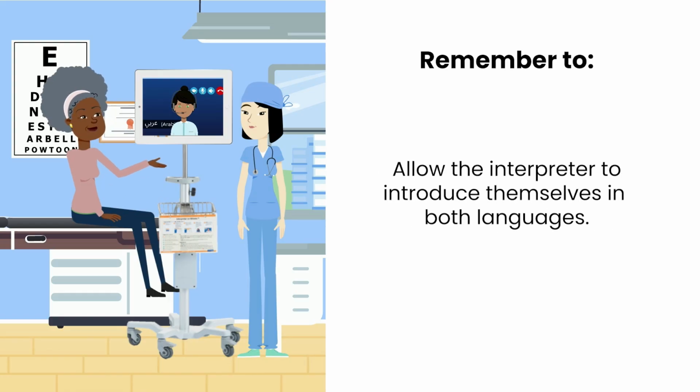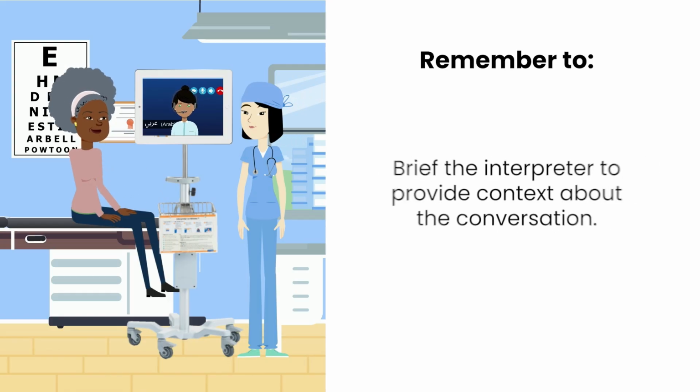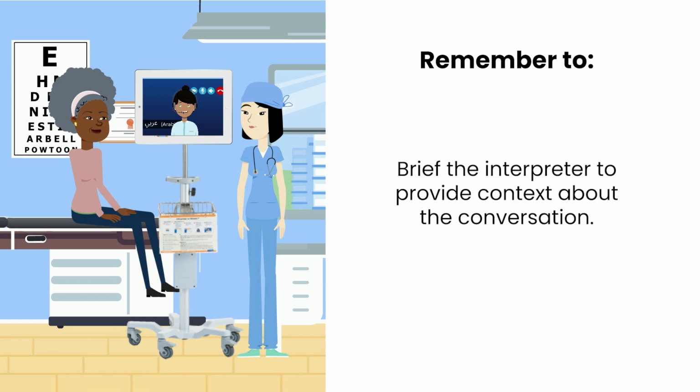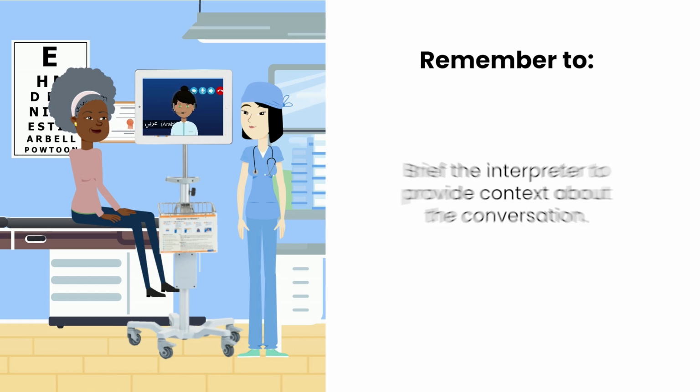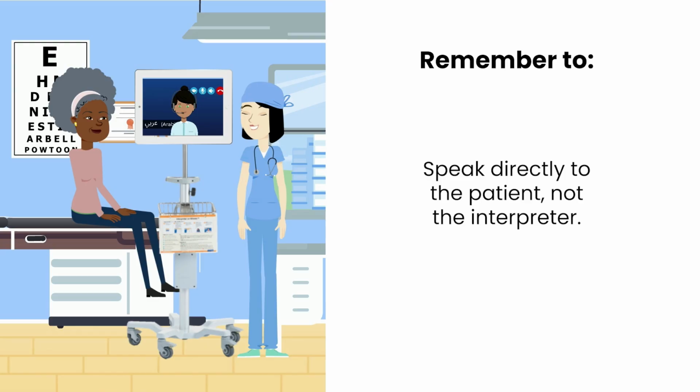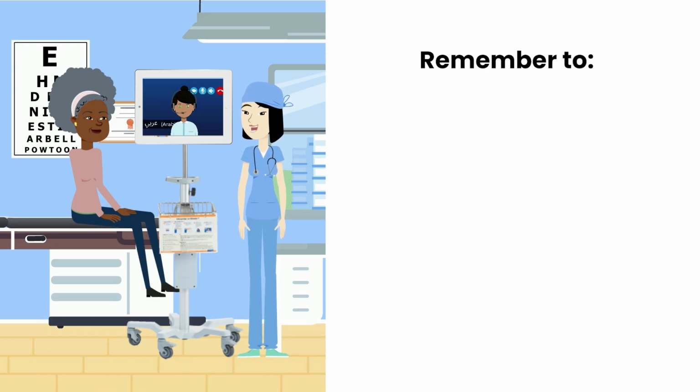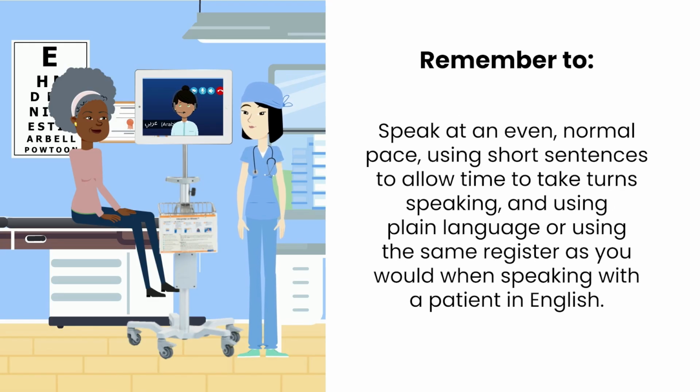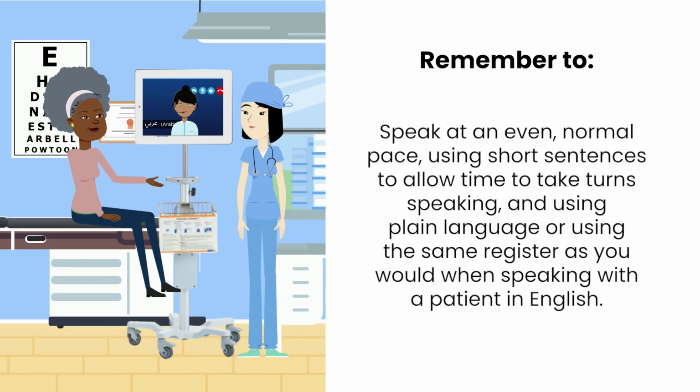Allow the interpreter to introduce themselves in both languages. Brief the interpreter to provide context about the conversation. Speak directly to the patient, not the interpreter. Speak at an even, normal pace, using short sentences to allow time to take turns speaking, and using plain language or using the same register you would when speaking with a patient in English.